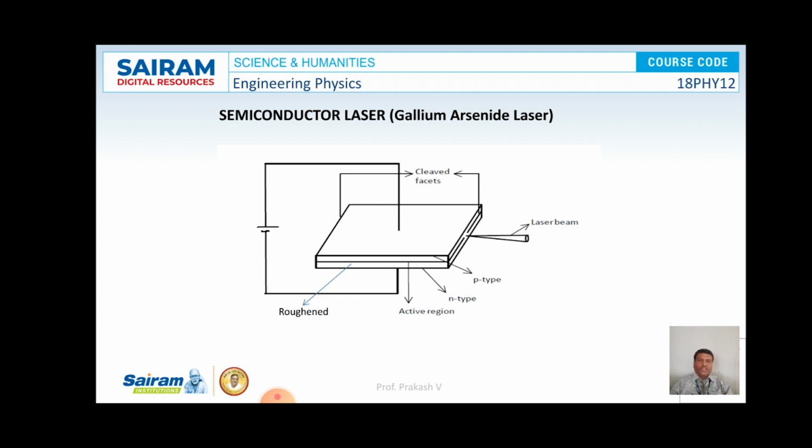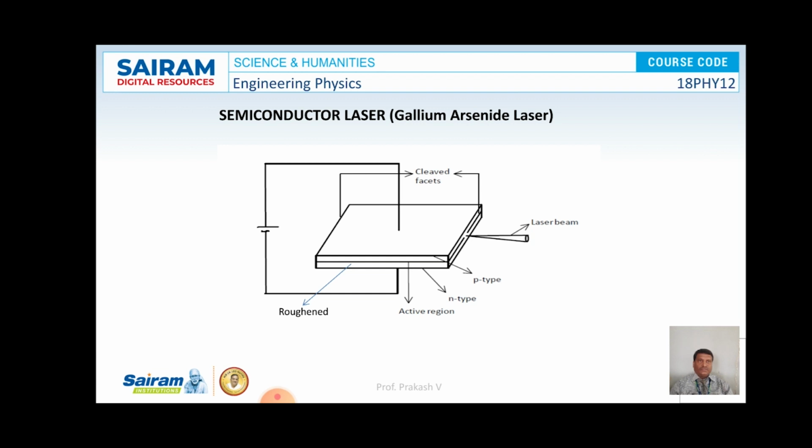Here a pair of parallel planes of the crystal is polished at right angles to the PN layer. These planes play the role of reflecting mirror. The other two sides perpendicular to the junction are roughened to suppress reflections of the photons. So this is what is going to happen here.